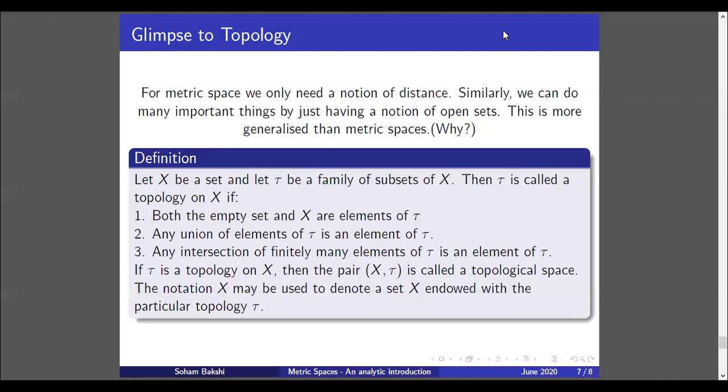So we have a general set capital X. Now we have a family of subsets of capital X. That is, we take the power set of capital X and take a subset of the power set. That is tau. A subset of the power set means we are selecting a few subsets of capital X. And in the selection, there are a few points to be satisfied. In the selection, we need to select the whole set X and the empty set. The union of the subsets we select should also be selected. Any finite intersection of subsets we selected should also be selected. In that manner of selection, if we select a few subsets of X and end up with a family of subsets, tau, then we call tau a topology on X. And then this pair X comma tau is called a topological space. Okay.